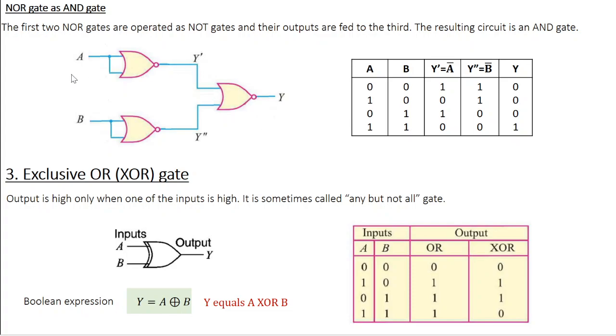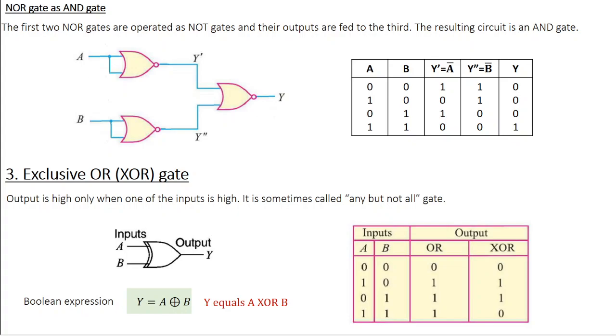So here Y prime is nothing but A complement, Y double prime is B complement. So when A and B are 0, Y prime and Y double prime both are 1, then you feed it to a NOR gate. When both the inputs to the NOR gate are 1, output is going to be 0. So when A and B are 0, output is 0. This is your AND operation. So similarly, you can write down all other input-output values here.